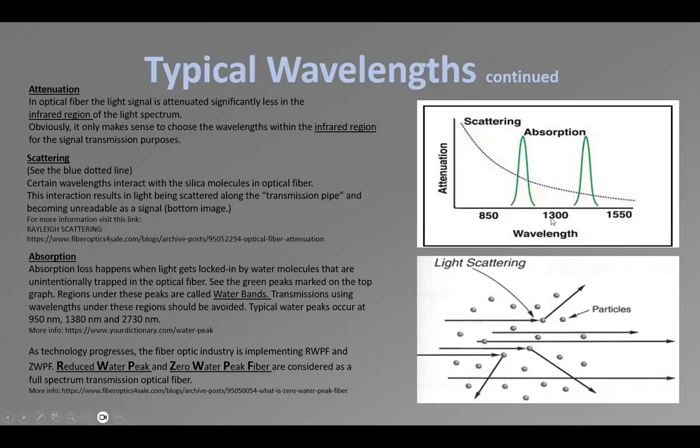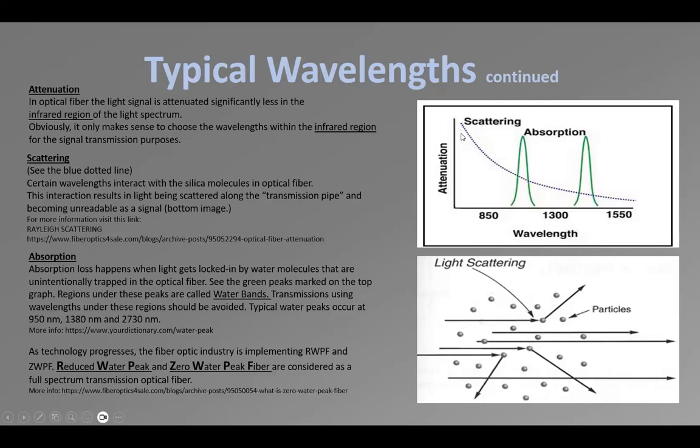Between 850 and 1300 nanometers, here's the peak of the absorption. So if you try to send light with that frequency or that wavelength, don't send it through the fiber optic because you just won't see it at the other end. That light is just going to be absorbed by the moisture that's trapped in the optical fibers. And another peak is between 1300 and 1550. That's the absorption. So this works against us.